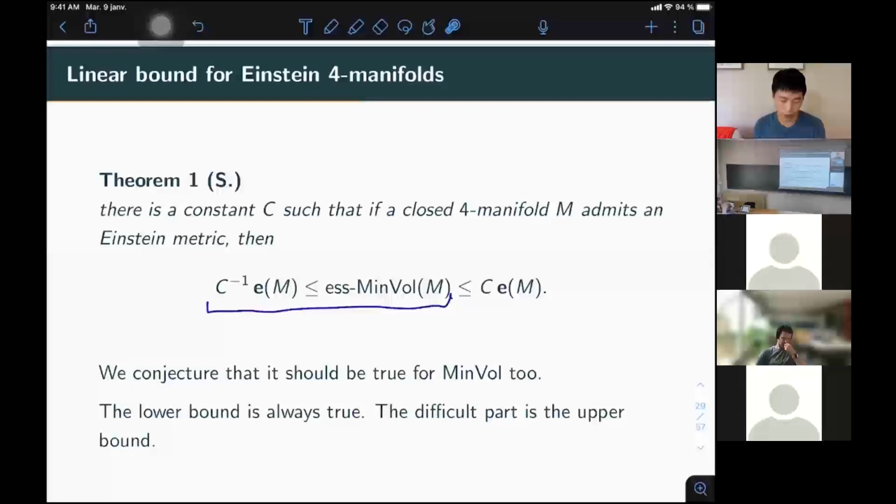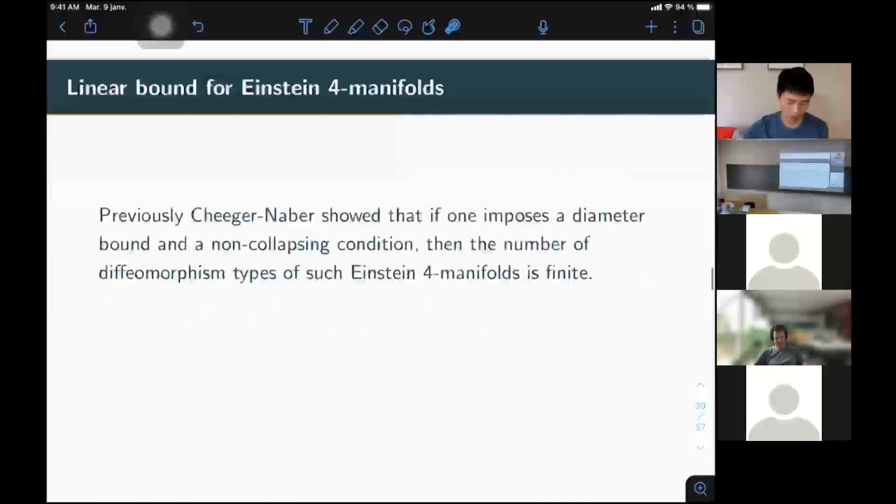And so the difficult part is to bound from above this invariant, the essential minimum volume. In other words, you start with an Einstein metric. You want to deform the metric so that it becomes bounded sectional curvature, but also it has a nice bound on the volume of the thick part. This is essentially what you're trying to do.